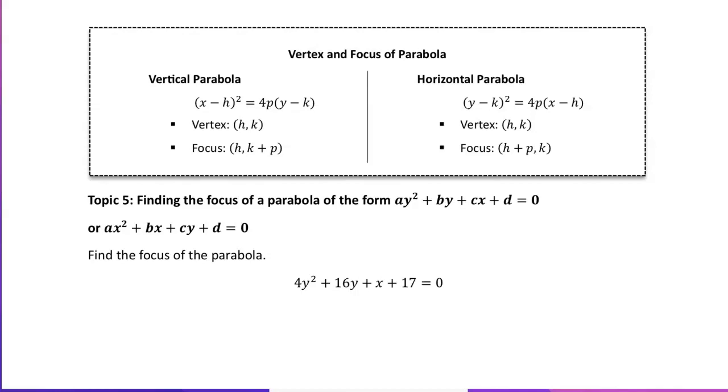Alright, we're finding the focus of a parabola of the form ay squared plus by plus cx plus d equals 0. This is not in a nice form for us to find the vertex or focus. So the first thing we're going to have to do is some rewriting. Once we can rewrite it into one of these two forms, we're going to be able to find the vertex. We're going to be able to find what p is, so that we can add it to either the x-coordinate or the y-coordinate of the vertex to find the focus, okay? So a lot of work to do first, okay?